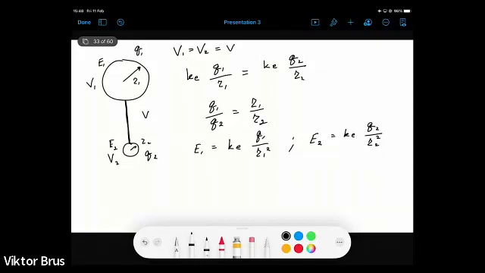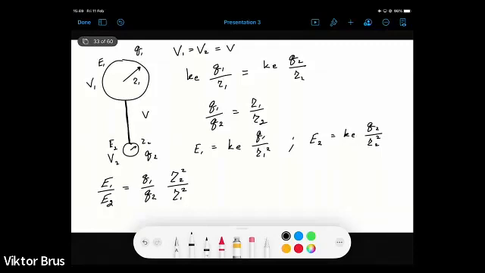So now let us take a ratio between E1 and E2. So E1 to E2 will be Q1 divided by Q2, and here will be R2 squared divided by R1 squared. Okay, up to this point is clear.